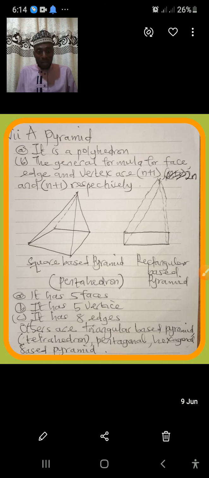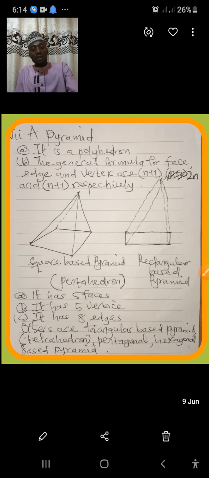Another pyramid that we have is the triangular base pyramid, and that will be what? Tetrahedron. That's 4, 4 is tetra. Pentagonal pyramid is hexahedron. Hexagonal pyramid will be heptahedron, in that order. Take note of all these names. That is that on that.